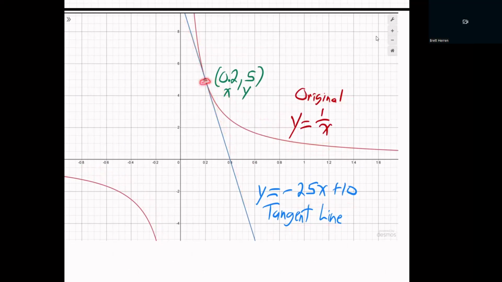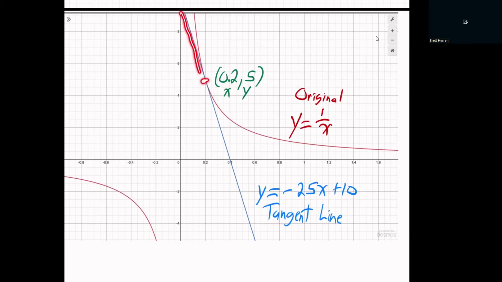And see, they intersect at the x, y value right there. And you can see right around this area, the blue and the red are very, very close to each other. The blue is a good tangent line. And remember what a tangent line is? A tangent line is a line that barely nicks a curve in only one spot.